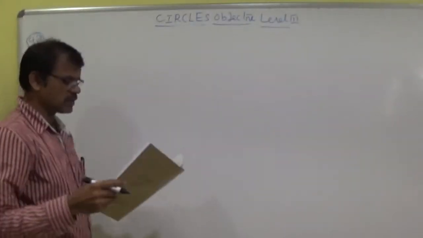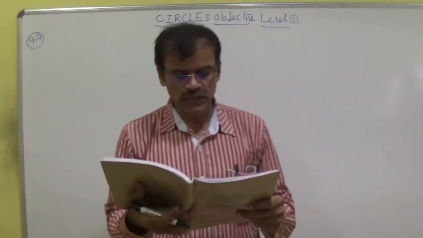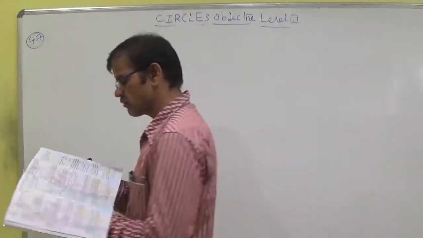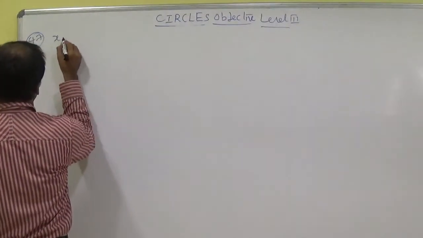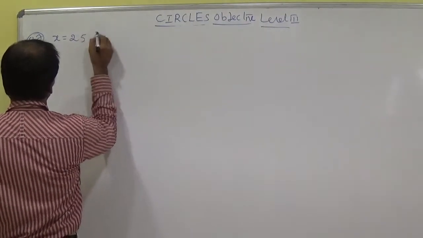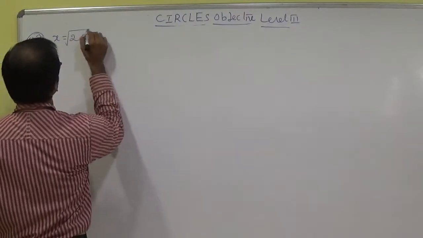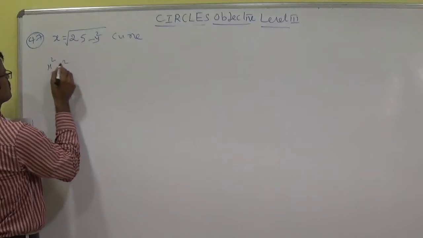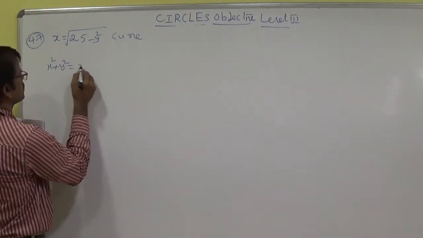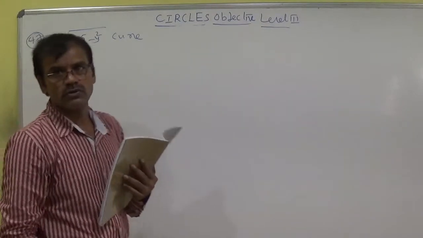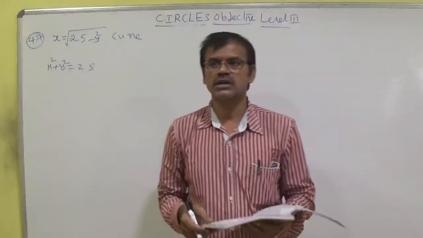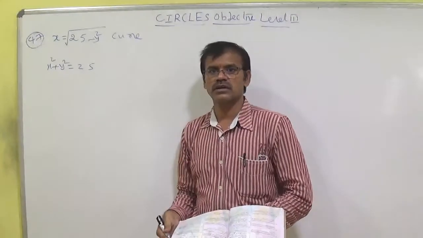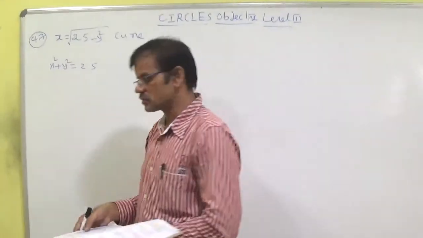Forty-seventh question. If the point (k plus 1, k) lies inside the region bounded by the curve x is equal to root of 25 minus y square. This is the curve. He is giving us the information that x is equal to root of 25 minus y square is a curve. By squaring both sides we get x square plus y square is equal to 25.